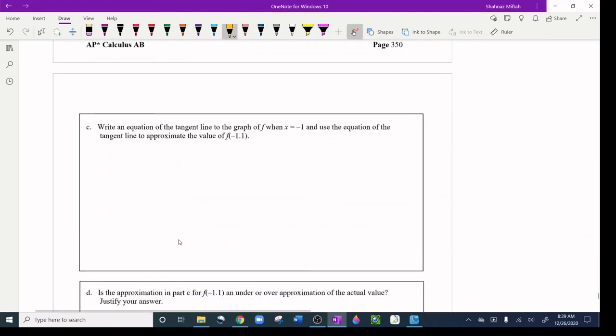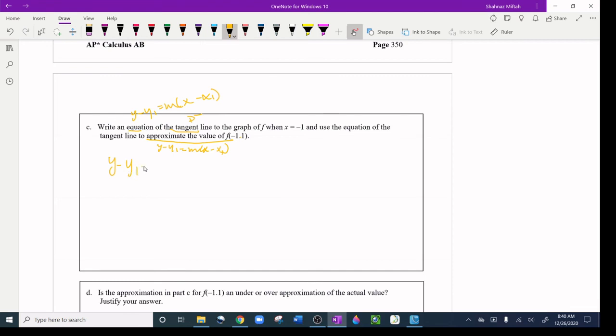Okay, so part C: write an equation of the tangent line to the graph of f when x is equal to -1 and use the equation of the tangent line to approximate the value of f(-1.1). Again, we need y minus y1 equal m times x minus x1, and when we get y1, m, and x1, we plug in -1.1 for this x. And that would be our approximation. Tangent means a derivative. Equation means the same thing. We can get 1 point for giving the equation, another point for approximation, and technically you don't have to do a lot.